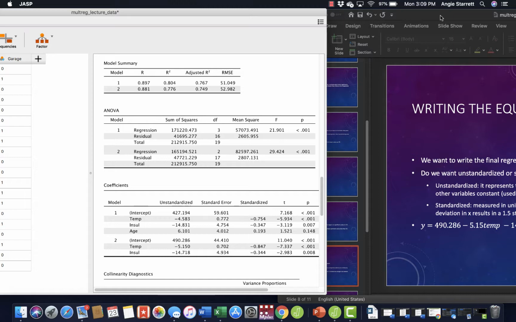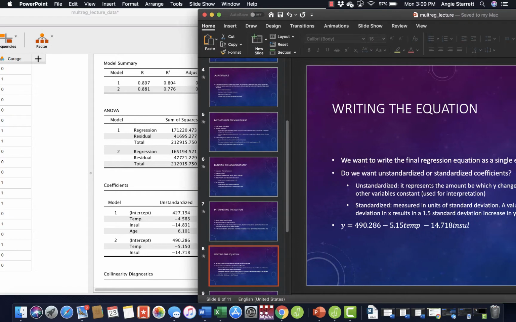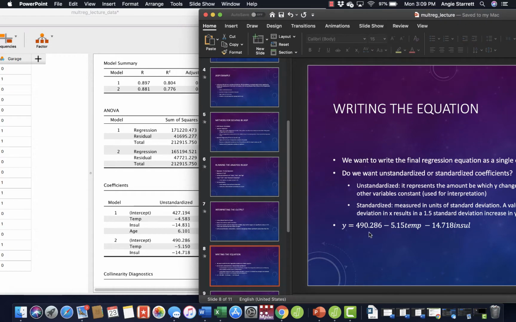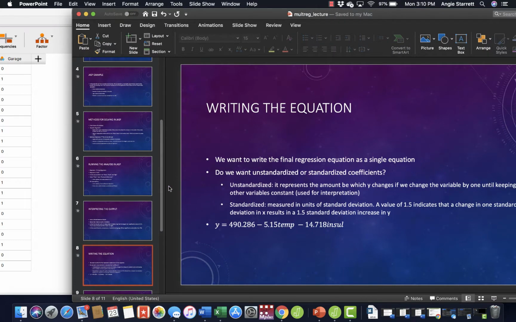But for writing our multiple regression equation, we're going to use the unstandardized coefficients. And so we get y equals the intercept value, minus the slope on temperature times temperature, minus the slope on insulation times insulation. And this would be our final regression equation.